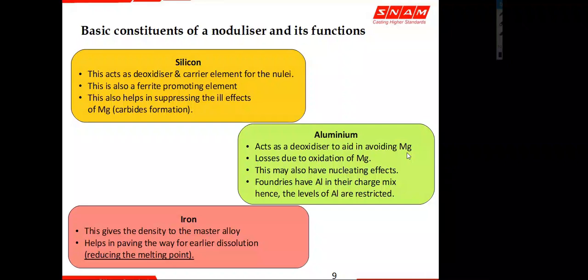Then comes iron. Iron gives the strength or structure to this entire system. Leaving out iron, all the other elements are lighter in nature, with lesser density than your cast iron. So when you have an alloying material with just these lighter elements, it starts floating. Unless you add iron, you don't get the required strength or the required retention of this alloy inside the liquid metal. When you add iron, the density increases, and the melting point of the material is also controlled. So when you see the constituents other than magnesium, all the other elements support the functionality of magnesium.